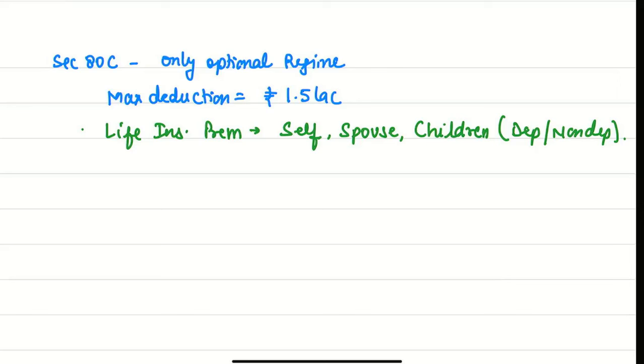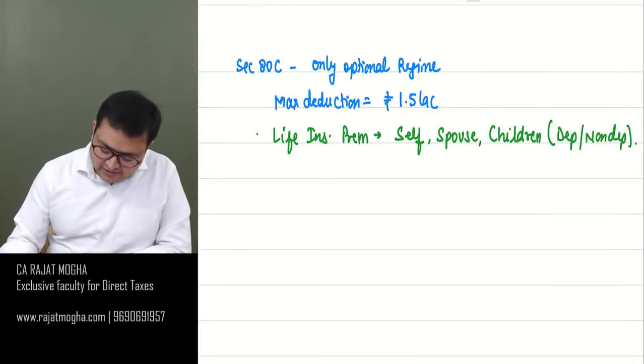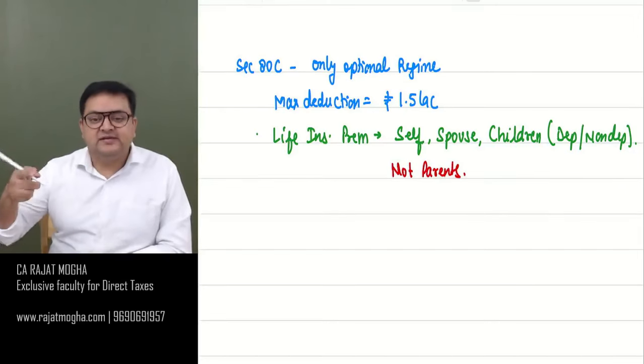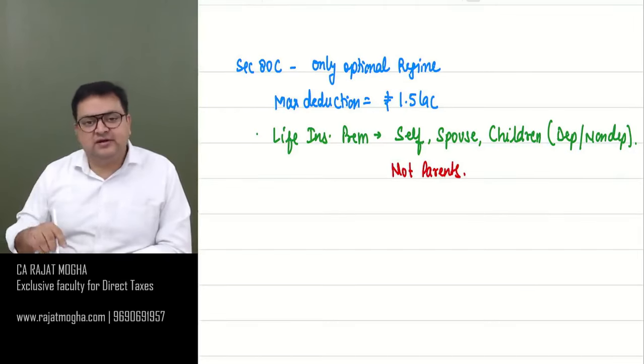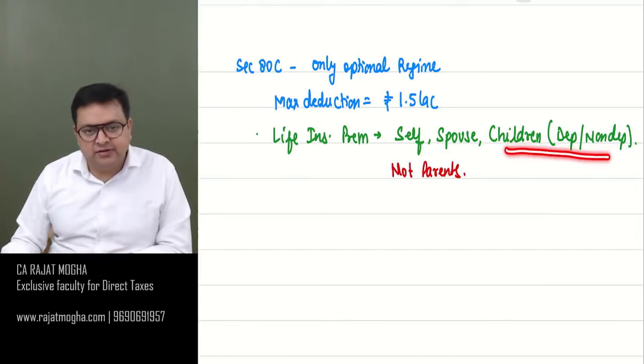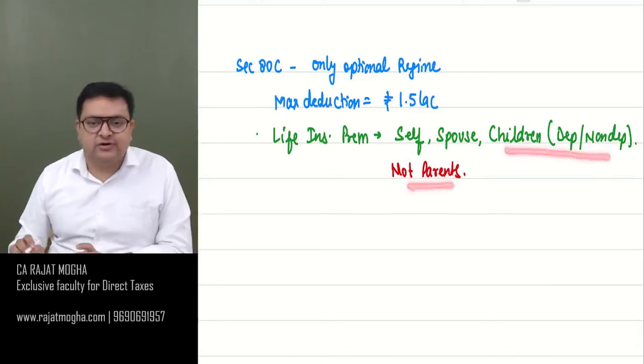Please keep on writing with me. The children can be dependent, non-dependent, does not matter in 80C. And parents are not covered over here. Not parents. Even if they are dependent, then also parents are not covered in 80C. Parents are covered in 80D, health insurance, but not here. And two things, please remember: children, whether dependent or non-dependent, both are covered in 80C. Parents are not covered in 80C.